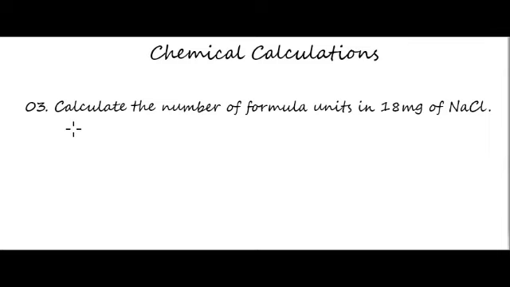Okay, so let's calculate the number of formula units they have mentioned in NaCl. They have given 18 milligrams. How to calculate the number of moles? They have not given the number of moles, so 18 divided by... Always when we calculate the number of particles, it's Avogadro constant into number of moles. So we have to calculate the number of moles here. It's milligram, we have to keep it in grams. Milli to gram is 10 to the power minus 3.